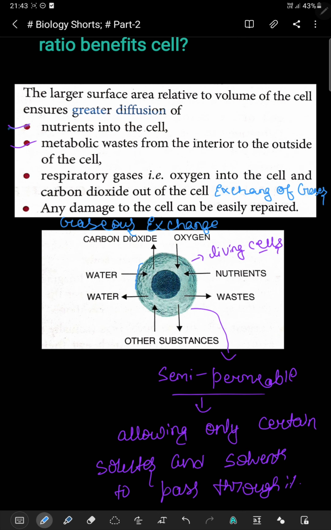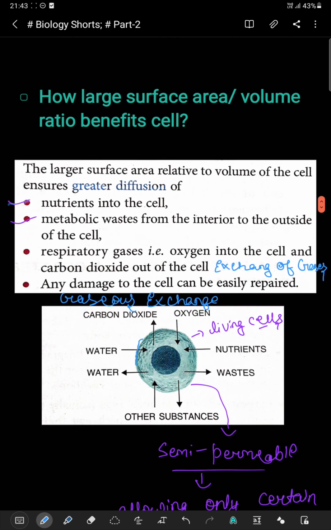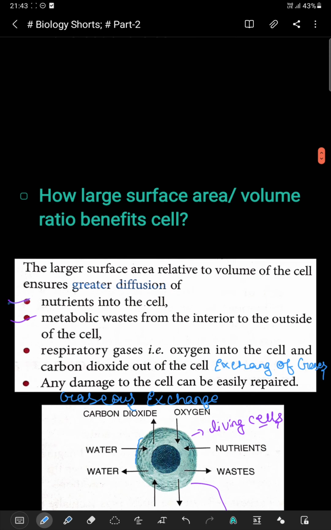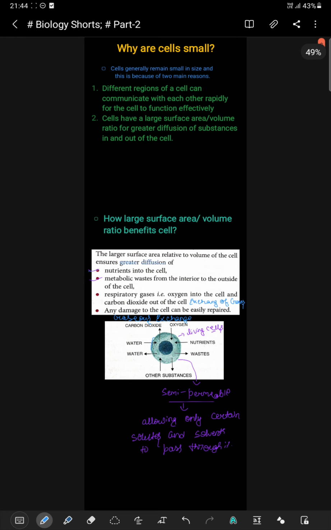So this is the figure of a cell, as I've already told you about, and with this we finish this topic. I hope you have understood this one, and I have made this small cell. If you want to take a screenshot, you can definitely take it. Understanding this is important, because you need to know why these cells are small. I hope you have understood it.